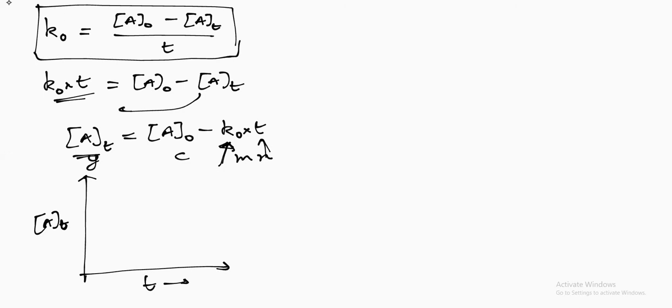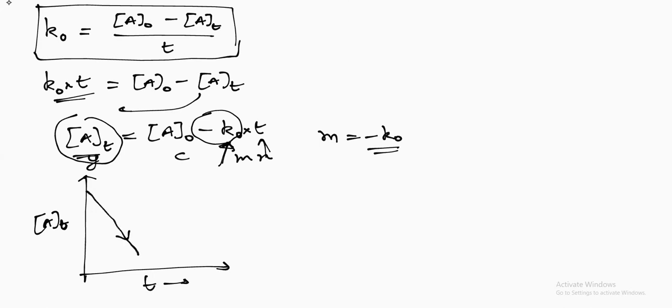This equation is similar to the equation of a straight line, y is equal to mx plus c. So I am plotting concentration of A at a time t on the y-axis and time on the x-axis. Students, since it is a straight line, see, the slope is negative. M, the slope, is equal to minus k naught. So you'll get a straight line with a negative slope. It will go like this.